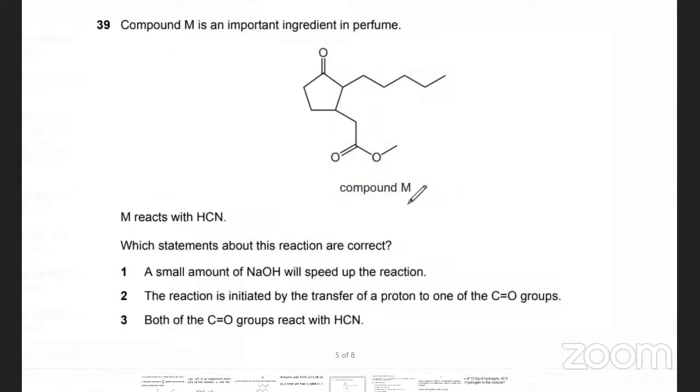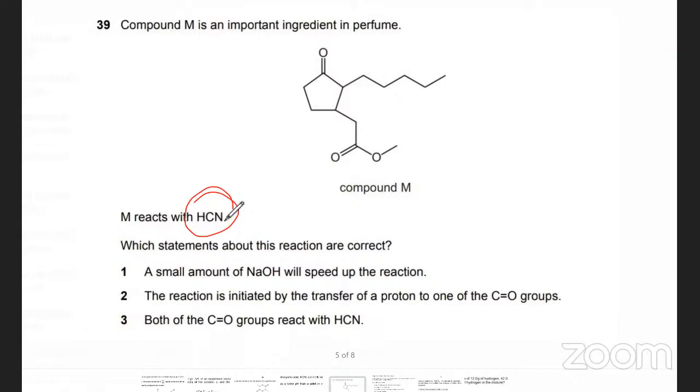As the next one, we've got this molecule. It's an important ingredient in perfume and reacts with HCN. Which statements about this reaction are correct? A small amount of NaOH will speed up the reaction. What is the reaction, sorry, with HCN? Do we need a catalyst for this? NaCN. You need NaCN, but will NaOH speed up the reaction? No.